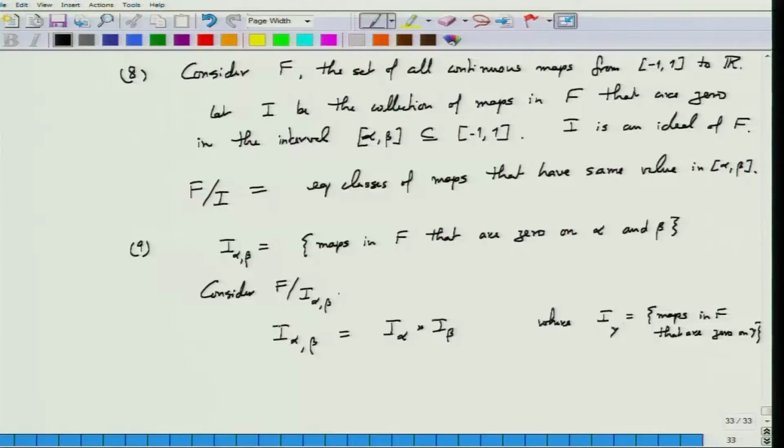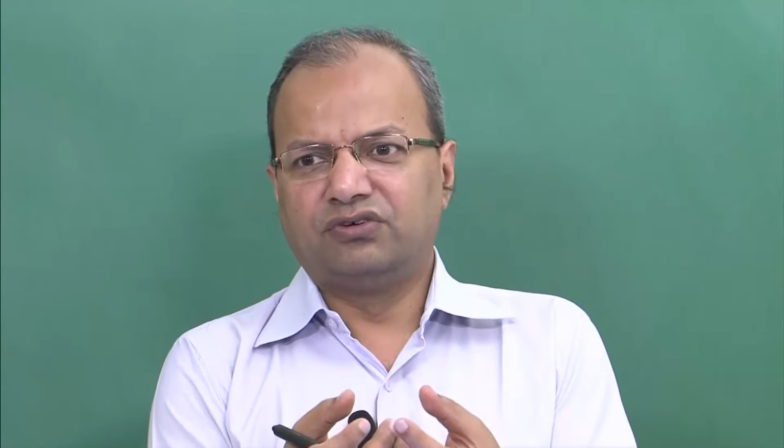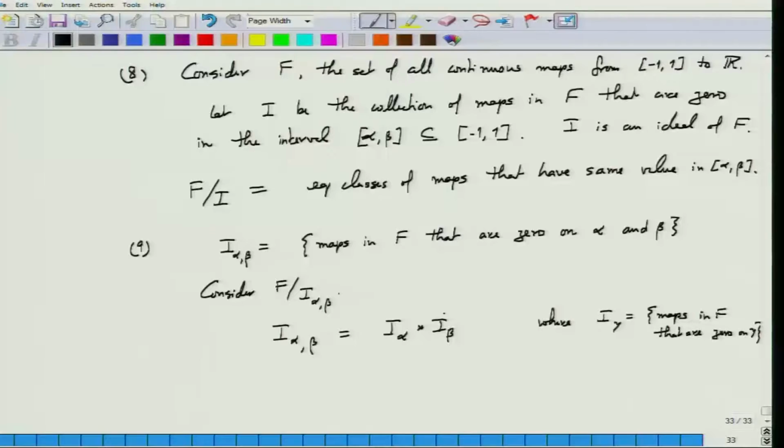See, this is an ideal in the ring F. All these three are ideals in the ring F. The product of I alpha... any element of this product has the form that it's a finite sum of a map in I alpha and a map in I beta. Finite sum of products of this form, a map in I alpha and a map in I beta. So any such product of a map in I alpha and a map in I beta would be 0 on both alpha and beta. So every function, every map in this would be 0 on alpha and beta.